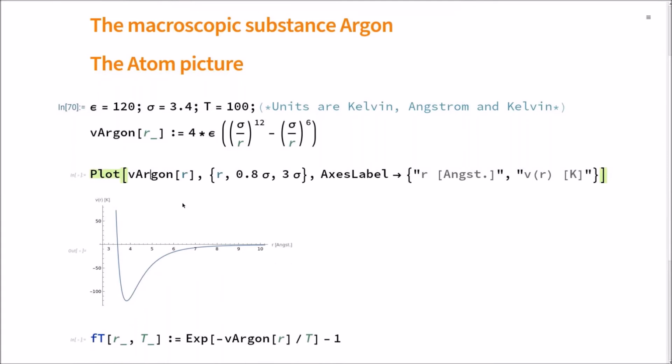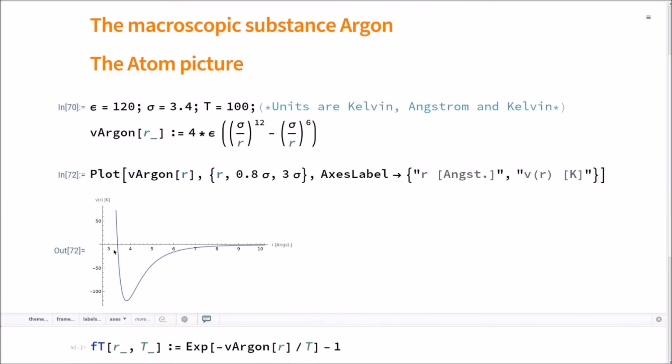And we can plot this here. This is the interaction potential in terms of Kelvin, so Kelvin is used here as an energy unit. And the distance here is in angstroms. So we have a minimum at about 4 angstroms, and then the potential disappears for a larger separation.